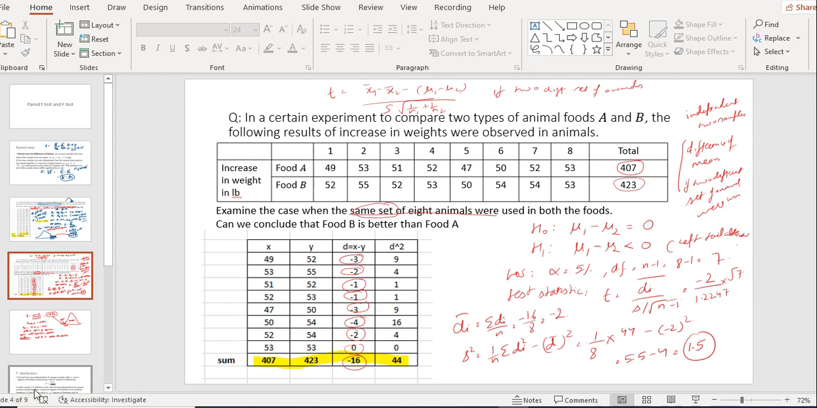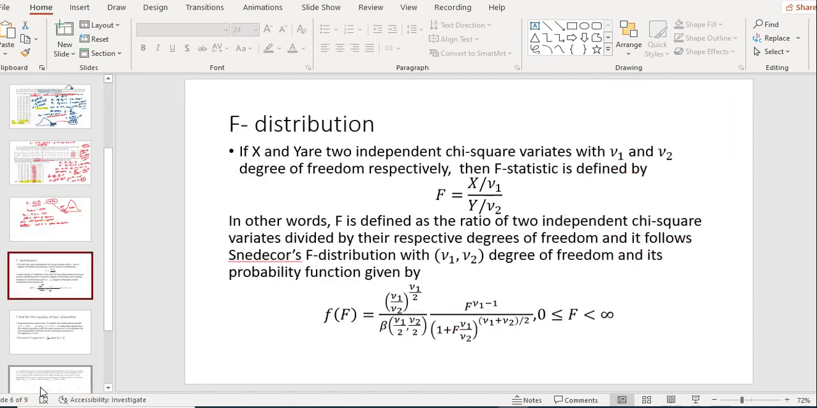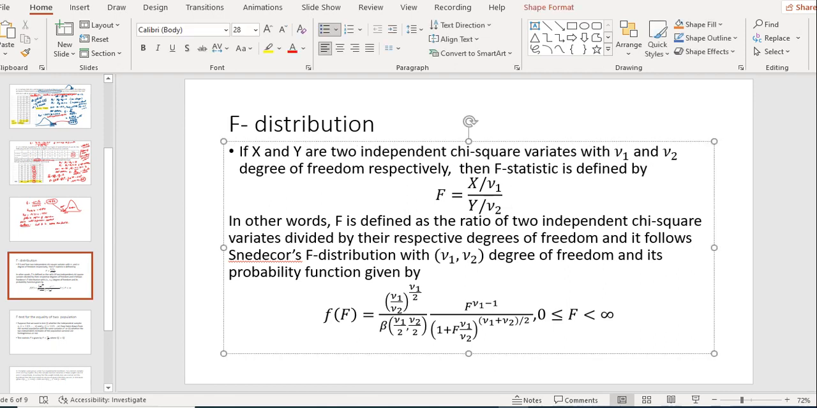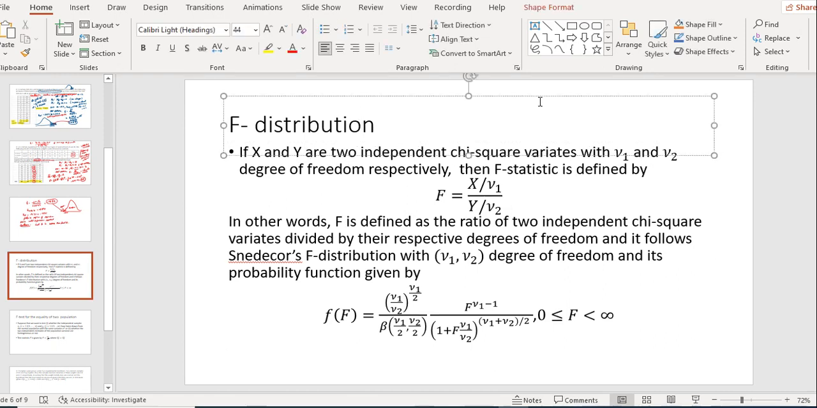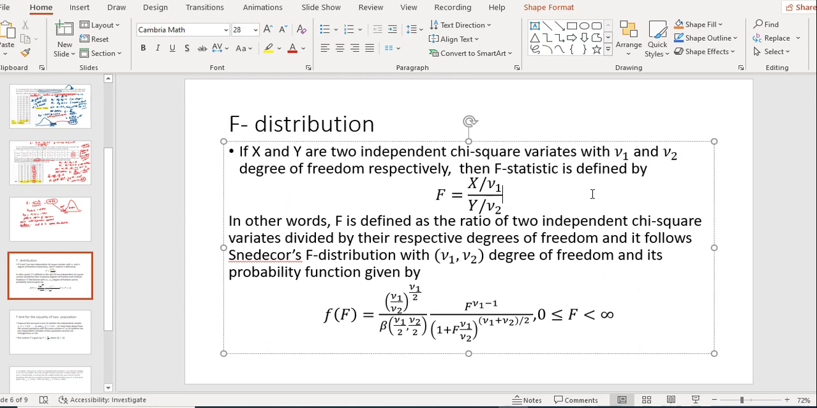Next is the F test. To understand the F test, firstly we need to understand the F distribution, right? So what is the F distribution? The F distribution is defined as follows: if X and Y are two independent chi-square variates with degrees of freedom nu1 and nu2, then the F statistic is defined as the ratio of the two independent chi-square variates divided by their respective degrees of freedom. So what does it mean?